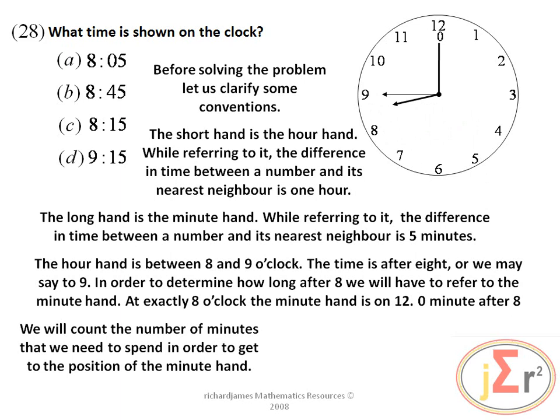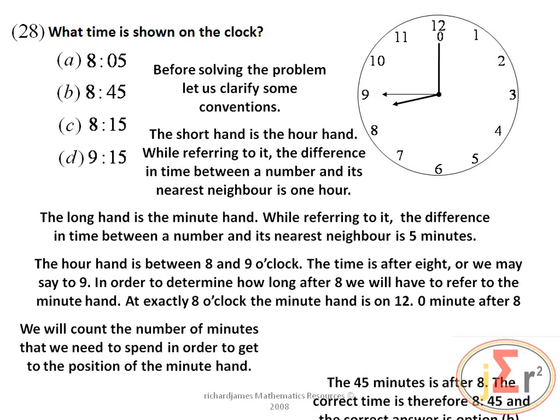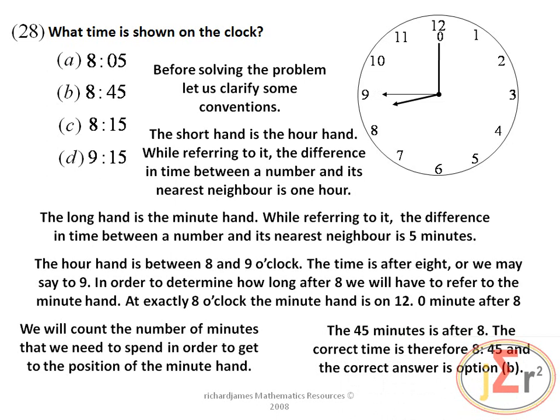So let's go again. 5, 10, 15, 20, 25, 30, 35, 40, 45. So in order that the minute hand will go all the way there, we are sure that 45 minutes would have elapsed. So it would be 45 minutes after 8, and that would be explained to be 8:45. The 45 minutes is after 8. The correct time is therefore 8:45, and the correct answer is option B.